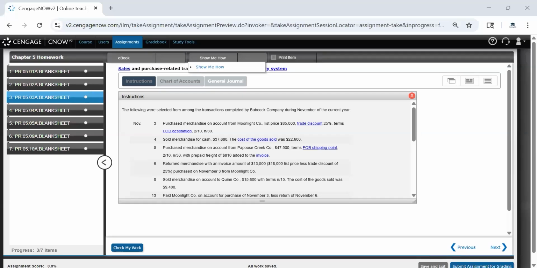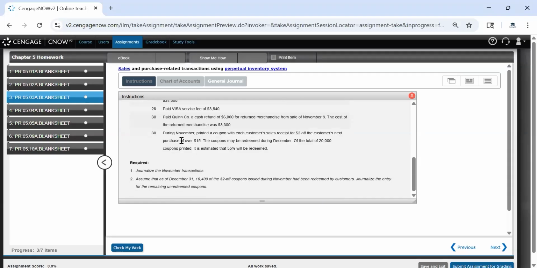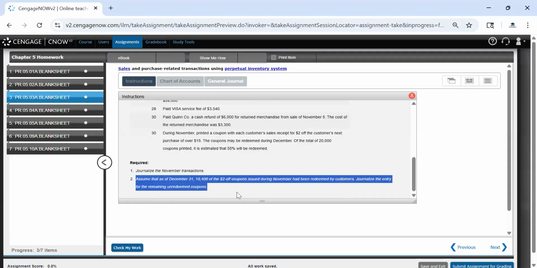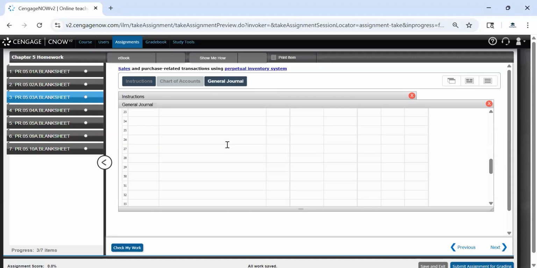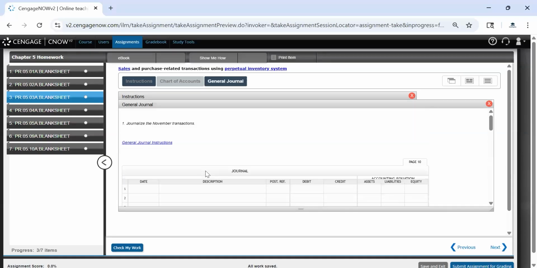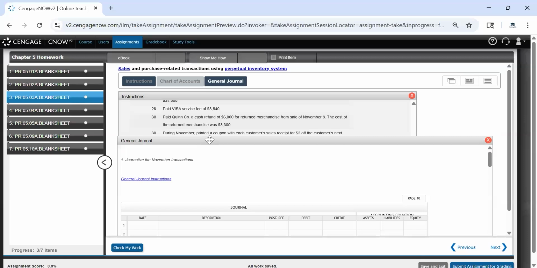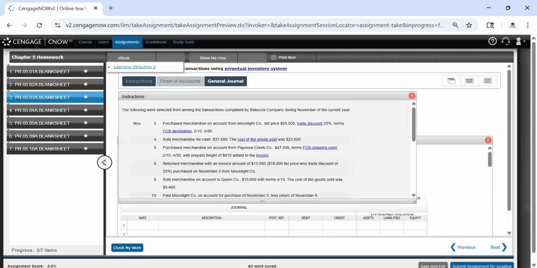Today, we're going to be going over sales and purchase related transactions using the Perpetual inventory system. This is for our Chapter 5 homework on retail inventory purchases and sales. We're going to go over each of these transactions, and then there's going to be an adjusting entry for the next month for December. So we're starting in November, and we have a lot of transactions to get through. So let's get started.